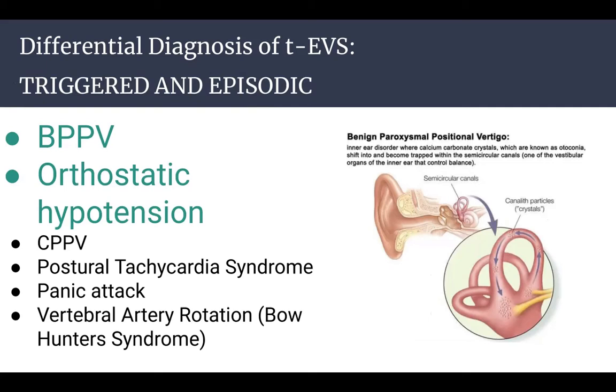There's also something called the Bow Hunter syndrome, which is caused by vertebral artery rotation. So when they turn their head, they actually have occlusion of their vertebral artery. And when they straighten it again, it improves. This is a tough diagnosis to make, but something to think about.